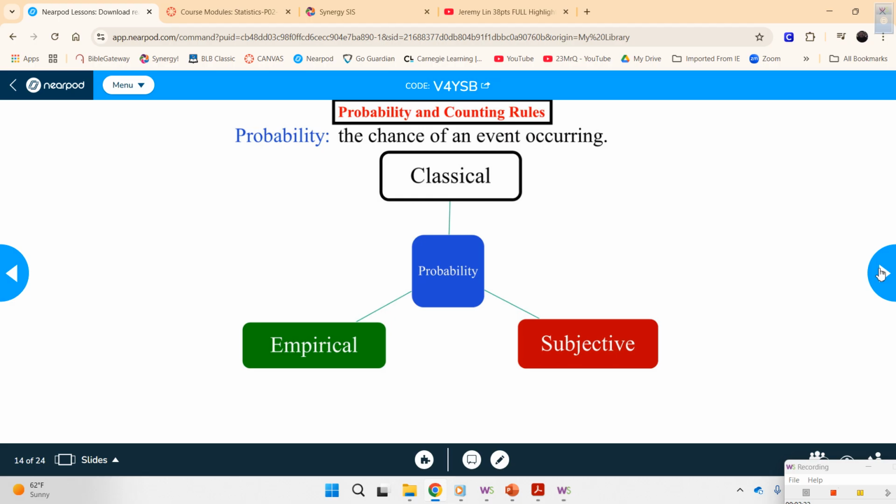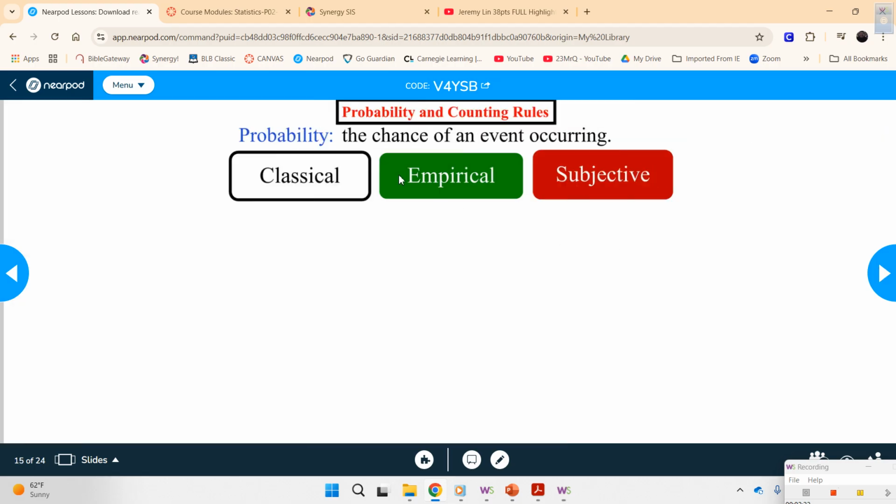today we're going to make sure we wrap this up. So on your paper, write classical. Next to that, write empirical. And next to that, write subjective.